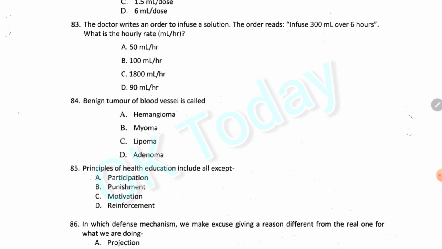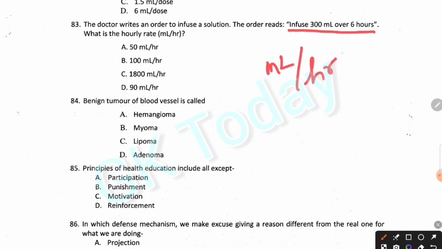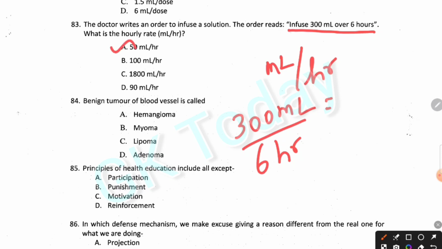Question number 83. The doctor writes an order to infuse a solution. The order reads infuse 300 ml over 6 hours. What is the hourly rate? 300 ml over 6 hours, so correct answer is option A, 50 ml per hour.